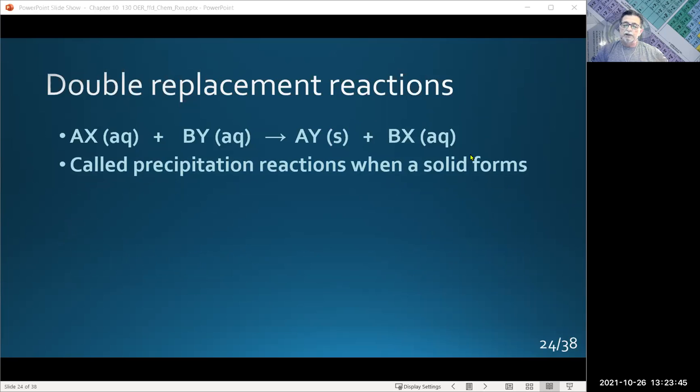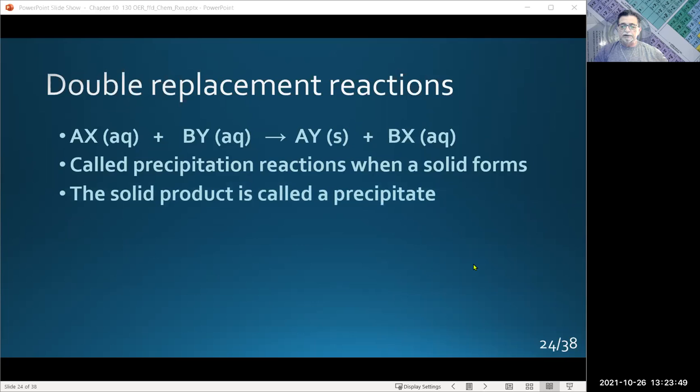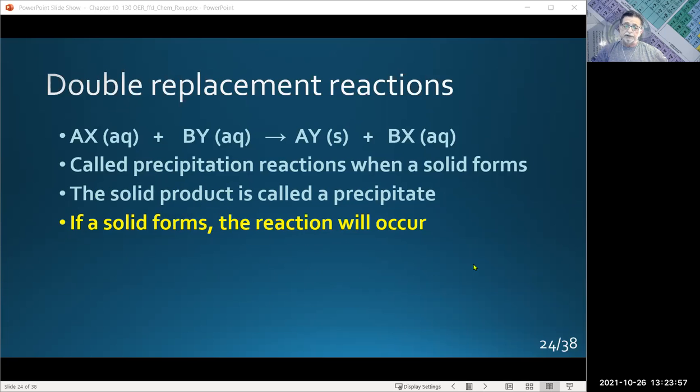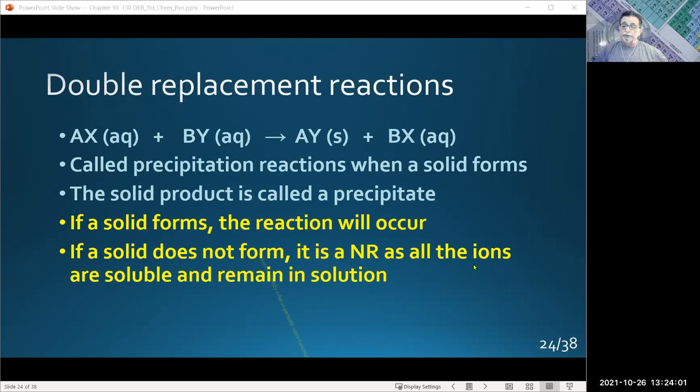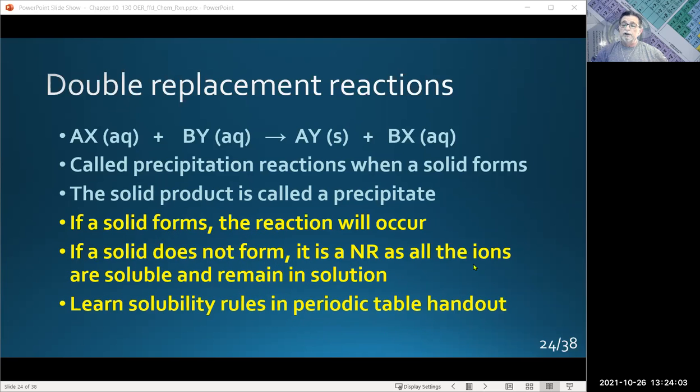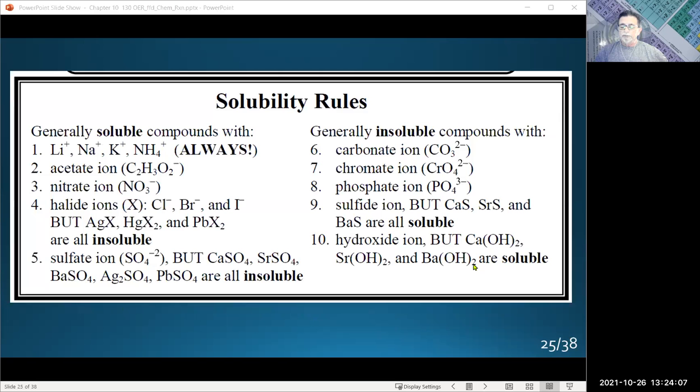Let's do a couple here. And we did one of these a few slides back last time we were here. So if a reaction proceeds, we get a solid. We call that solid a precipitate. Reaction occurs and solid forms. If it does not, we get no reaction. Learn to use the solubility rules on the periodic table. And let me rehash those very quickly.